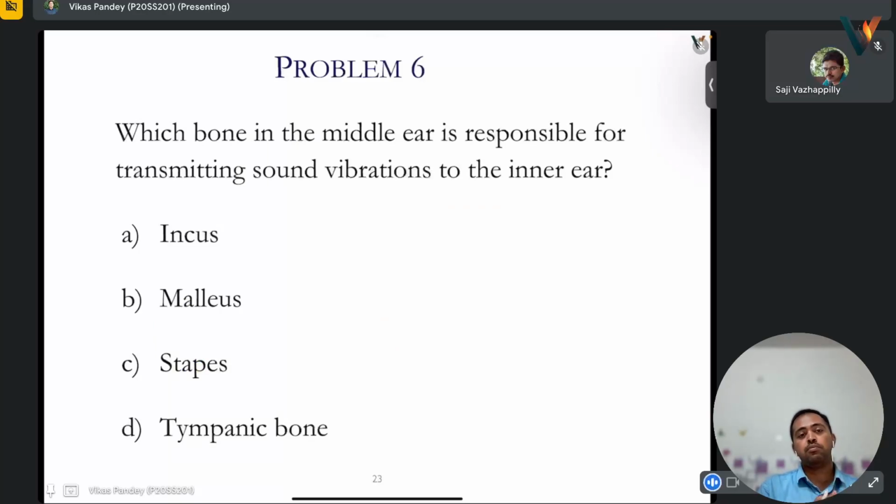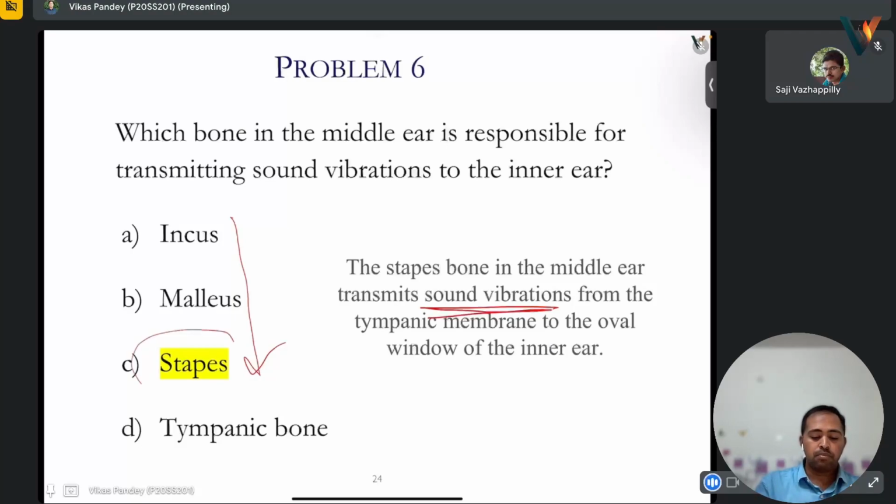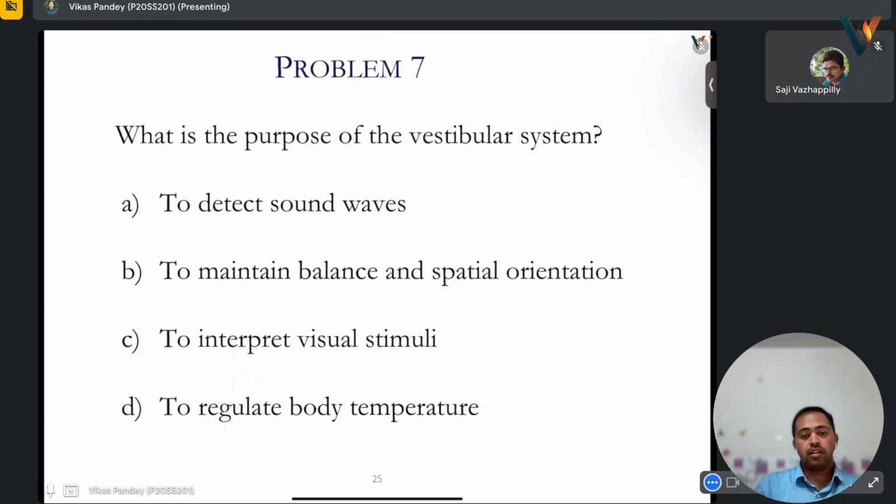Which bone in the middle ear is responsible for transmitting sound vibrations to the inner ear? There are three bones we have studied, right? But which part transmits it to the inner ear, where the conversion completes? Stapes. And this is the smallest bone also, right? Till the tympanic membrane it was sound wave; here we are saying sound vibration. The stapes is transferring this into the oval window of the inner ear.